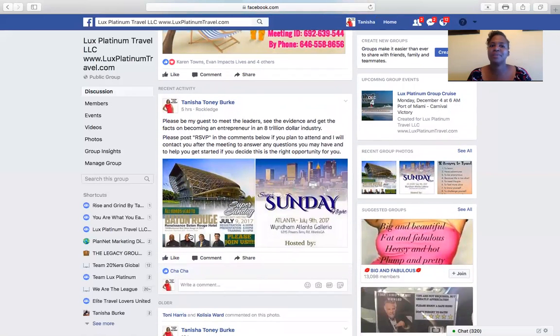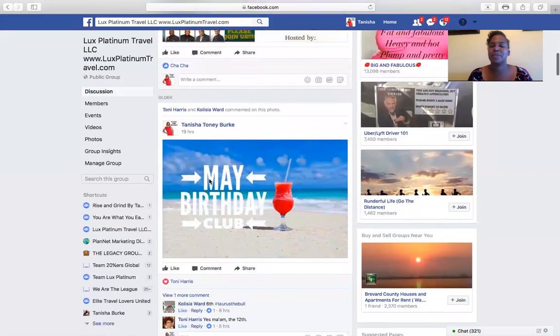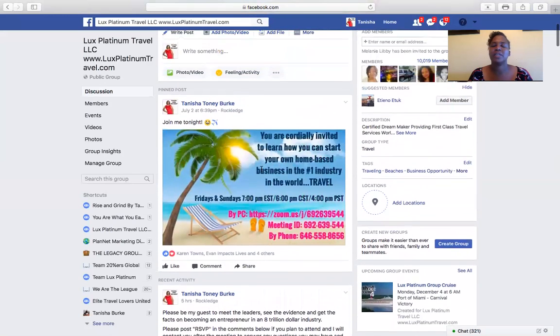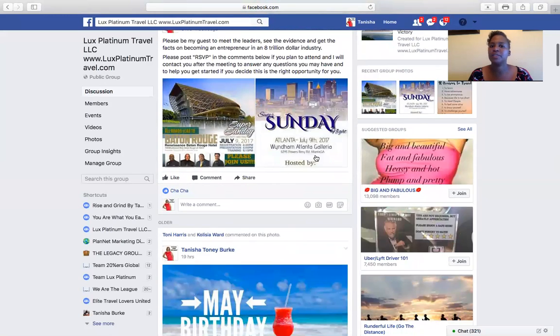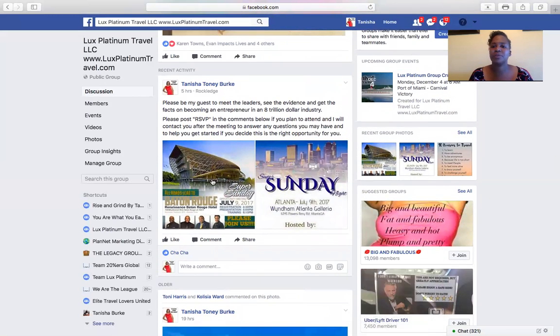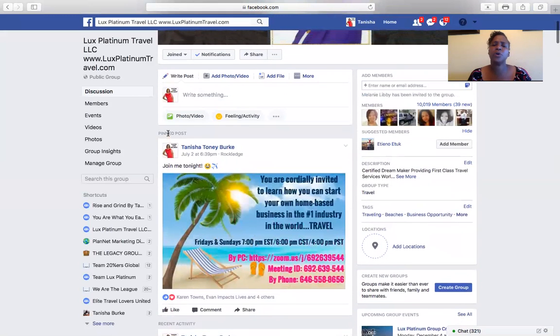I just put things in my group that people would like, and then I friend those people that are looking for this type of opportunity, and then they see it and they reach out to me because I'll have a call to action: please post RSVP in the comments below if you plan to attend. So anybody who plans to attend this, they'll post RSVP. I will inbox them and say, I'd love to follow up with you on Sunday the 10th, just to answer any questions that you have about the opportunity. Okay. And you can also do that to promote the travel side of your business.